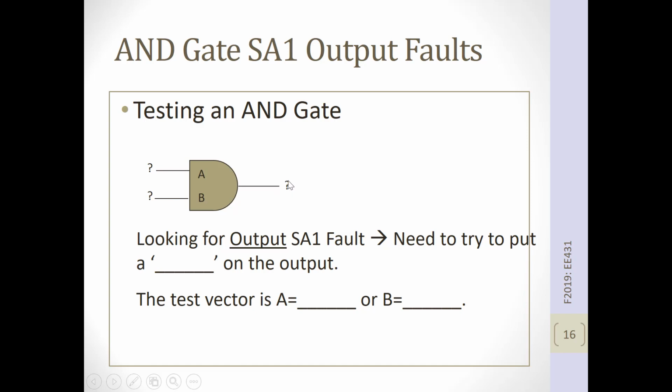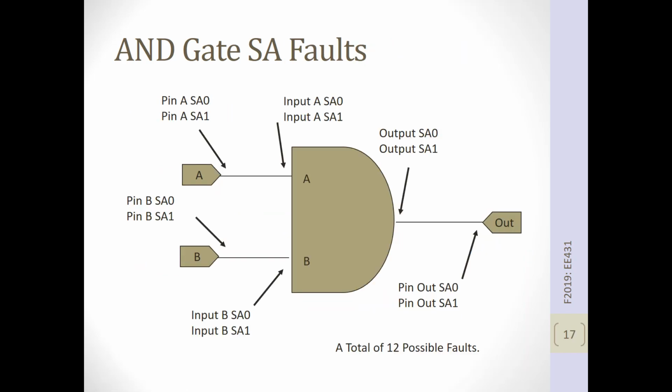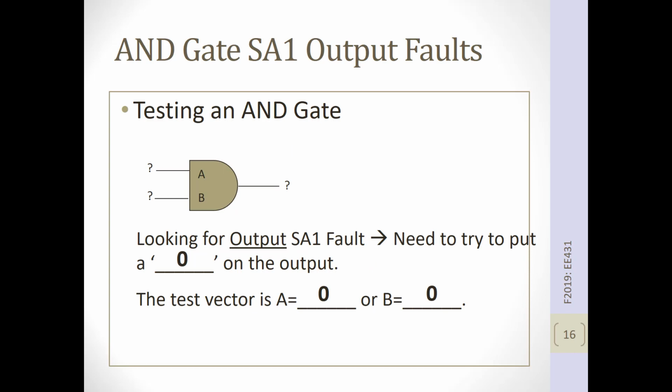And if you said 0, that's right. So you try to put a 0 there, and if it's a 1, then you have a stuck at 1 fault on the output. And then to put a 0 on the output, there's a whole bunch of different things you can do. You can put 0, 0. You can put 0, 1. You can put 1, 0. So there's 3 different inputs you can give, but 0, 0 also works.